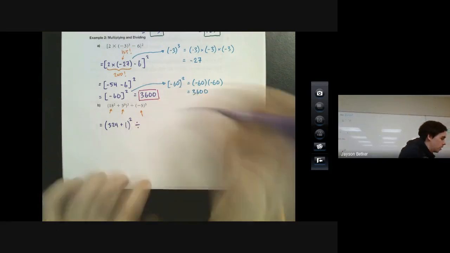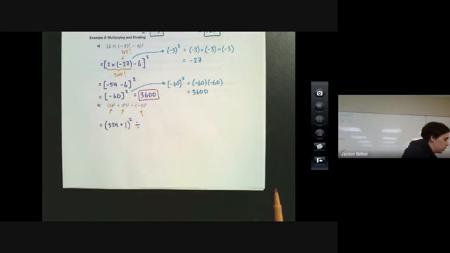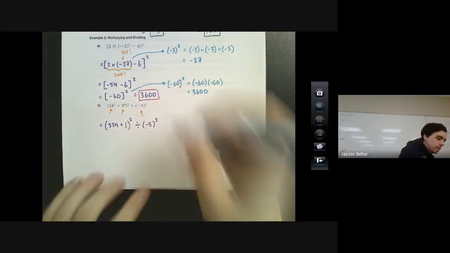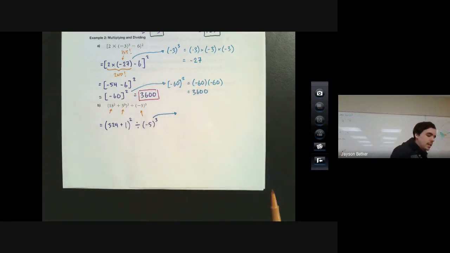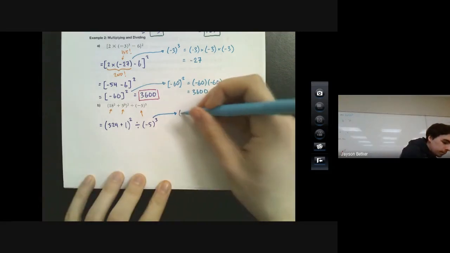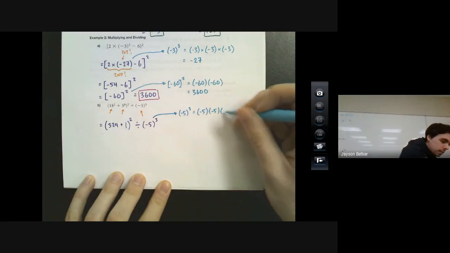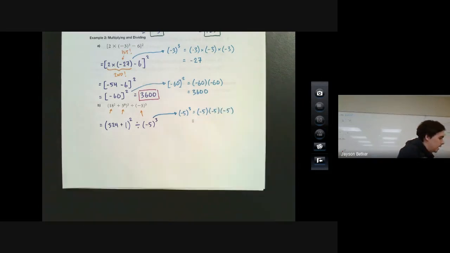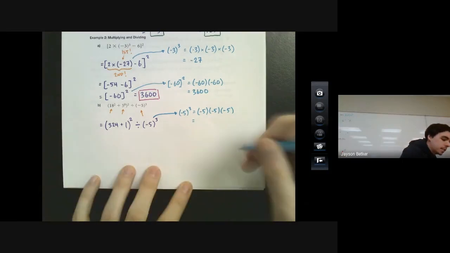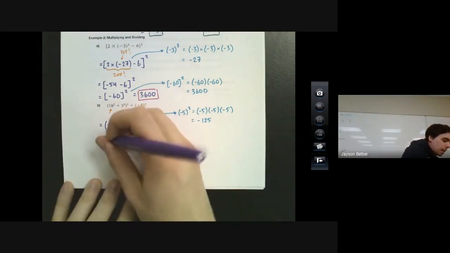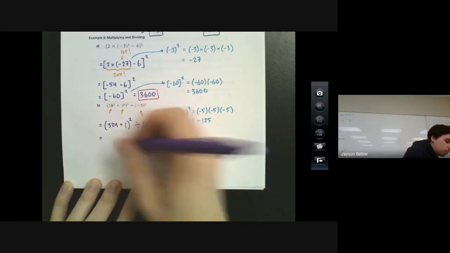Divided by, what is negative 5 cubed going to be? I'm actually going to hold off. We'll do the work together here to see what this is going to give us. Negative 5 cubed is equal to negative 5 times negative 5 times negative 5, all of that multiplied by one another. Negative 5 times negative 5 is positive 25, and then multiplied by negative 5 gives us a total of negative 125.